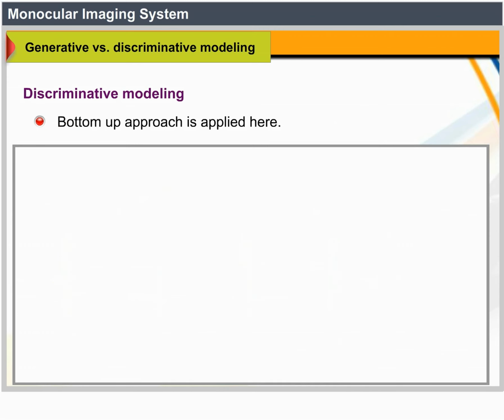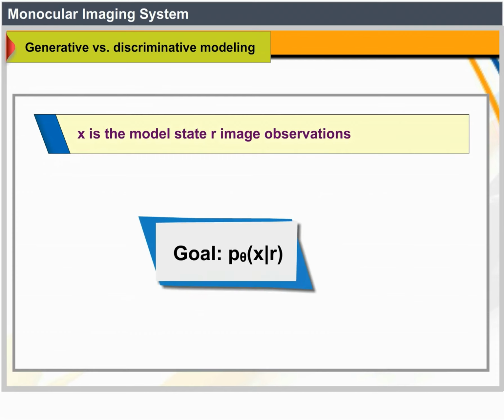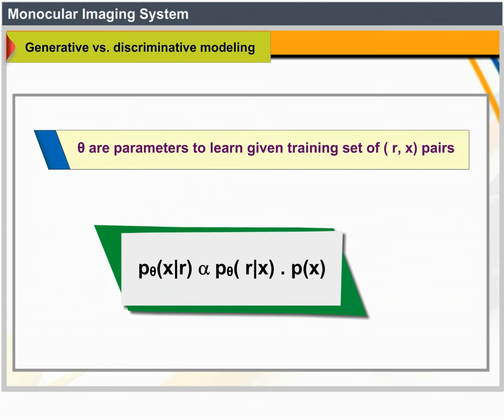X is the model state, R is our image observations. Goal: p_theta(x|r), where theta is a parameter to learn given a training set of (r, x) pairs. p_theta(x|r) is directly proportional to p_theta(r|x) times p(x).